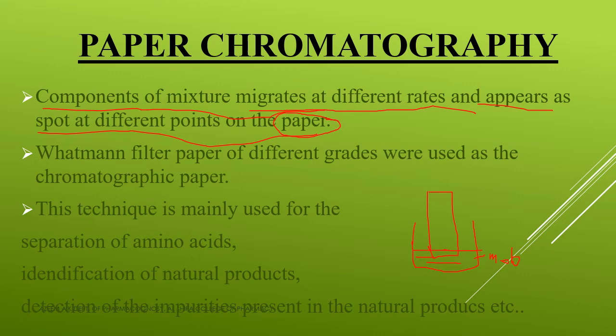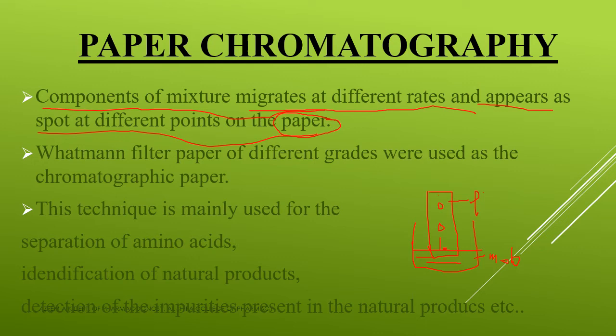This is a mobile phase, and this one is a paper, and this paper will be acting as a stationary phase. This P is the paper, and it will be acting as a stationary phase, and here you will be applying the sample. Then this time the mobile phase will be moving upwards. Clear? So the components of the mixture will be migrating at different rates, and they will be appearing as spots. The first spot will be like this, and the second spot like this, and so on. Okay, you can see them as spots like this on the paper. Different spots means at different points on the paper.